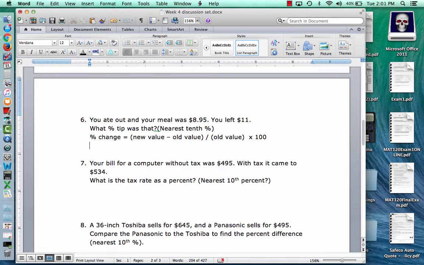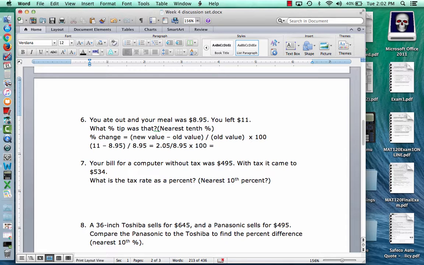So this percent change, it's just a change from $8.95 and it changed to 11 because you tipped. So we're going to take the 11 minus the $8.95 and we're going to divide that by $8.95. That's what the original bill was. The bill was $8.95 and then you added on a tip. So 11 minus $8.95 is the $2.05. That is the tip value, and we're going to divide that, see what portion that is of $8.95. We're going to take that result times 100.